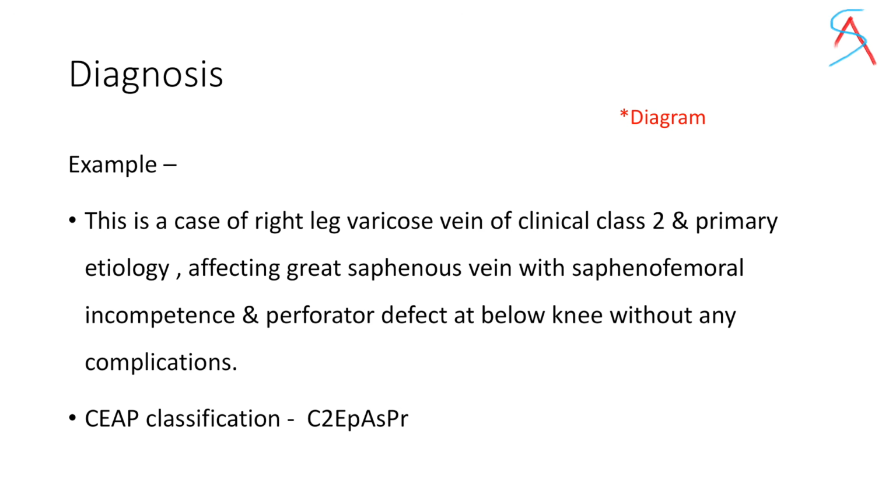So for example, you can mention it like this: this is a case of right leg varicose vein of class 2 and primary etiology affecting the great saphenous vein with saphenofemoral incompetence and perforator defect below knee without any complications. Then you can tell about the CEAP classification C2, EP, AS, PR, and don't forget to draw the diagram. You can draw the diagram and show at what levels what perforators were affected and which vein is dilated.